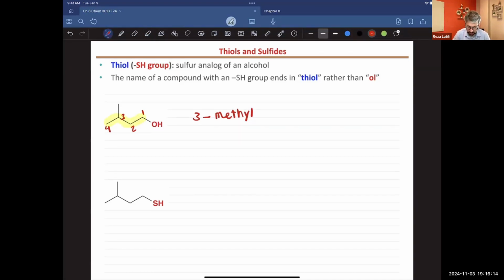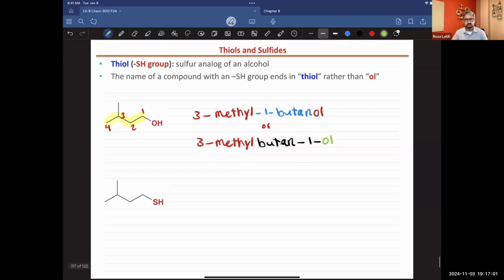This one is going to be 1, and then it will be 3-methyl, and then we can say 1-butanol. Or we can say 3-methyl butane, and then say dash 1 dash, and then we say OL to show the position of the OH group. So technically, instead of E at the end of the name, we replace it by OL to say that we have alcohol.